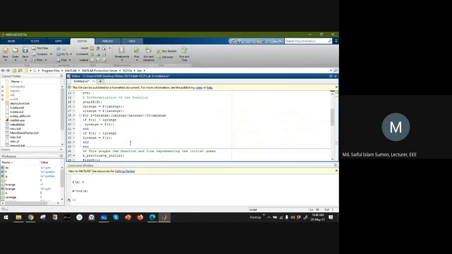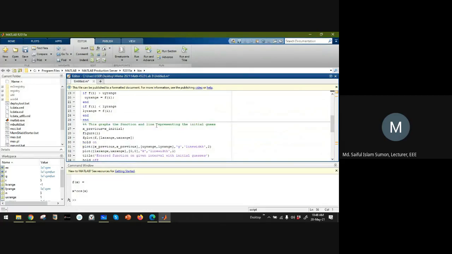Whenever you are going to copy and paste, just remember one thing. Sometimes it may happen that your comment has gone to the next line, so for that you have to correct that one, you have to rectify that one. Other than this, I haven't changed anything in this code.